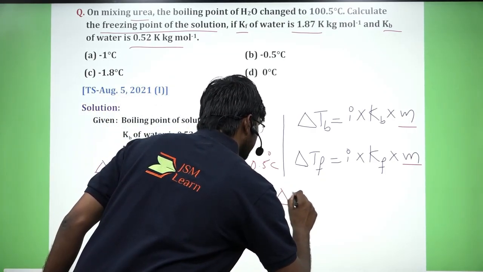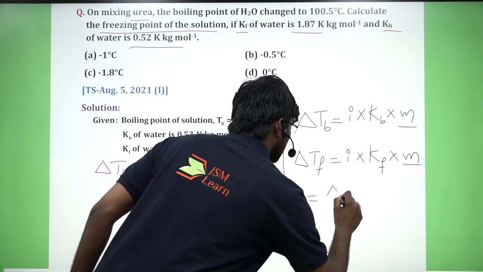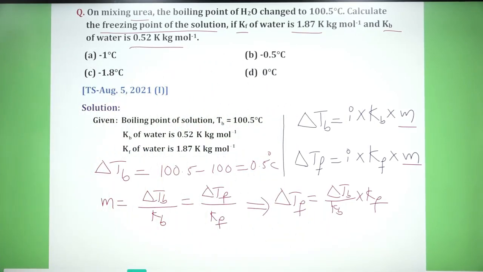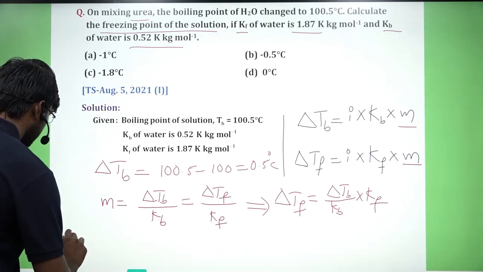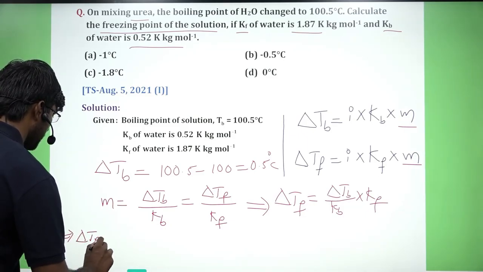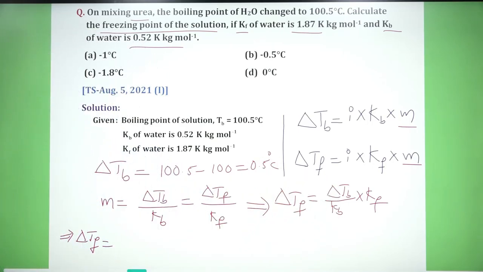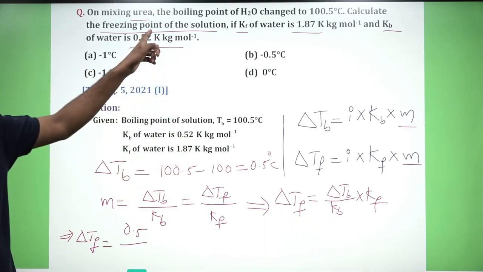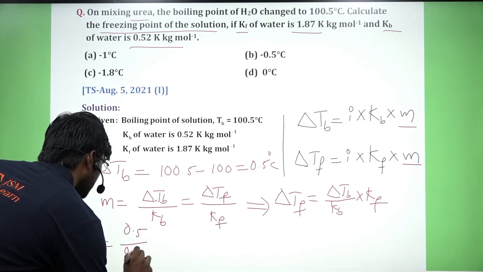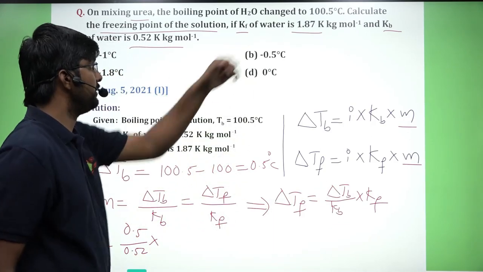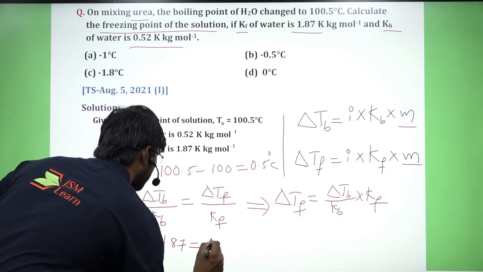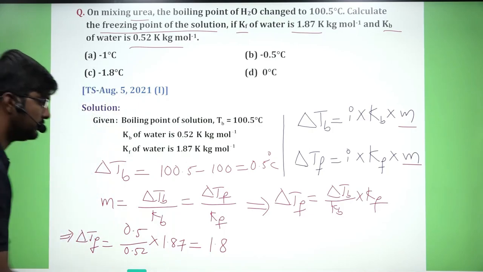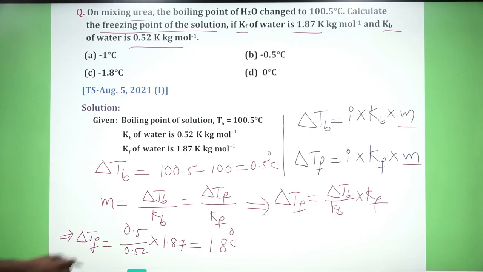What we need to find out is delta Tf. So delta Tf equal to delta Tb by Kb into Kf. Now substitute the given values. Delta Tb we got as 0.5, by Kb, which is given as 0.52, into Kf, which is given as 1.87. After simplification, this is equal to 1.8 degrees centigrade.